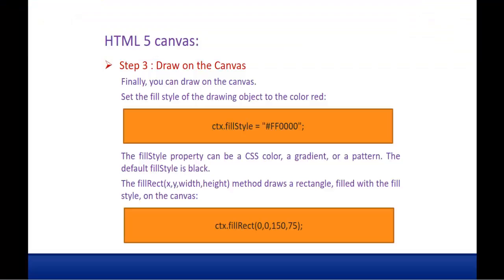So let me go back again. You can observe here we are done with this, and we have assigned the style. It will have a background color of red. To this fillStyle property we can pass a CSS color, gradient, or a pattern also. Right now we have passed the CSS color.